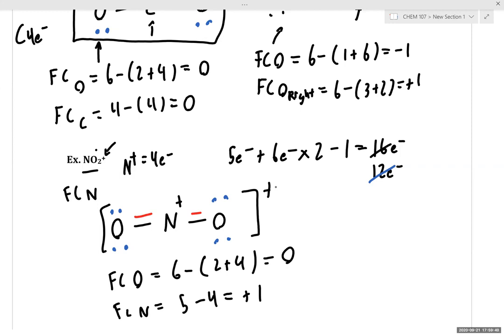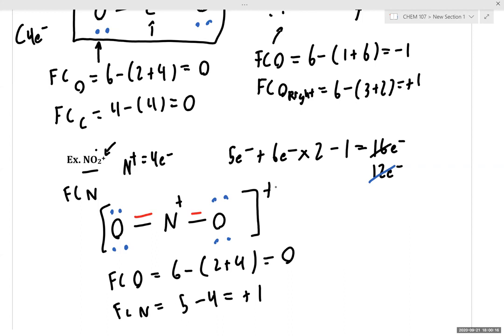Does this example make sense to everyone? Any questions on this example? Professor, how do you get 16 electrons? So we have 5 electrons from nitrogen, 6 electrons from oxygen. 5 plus 6 times 2 gives us 17. We then subtract 1 from our total because we have a plus 1 charge. Okay. Does that make sense?